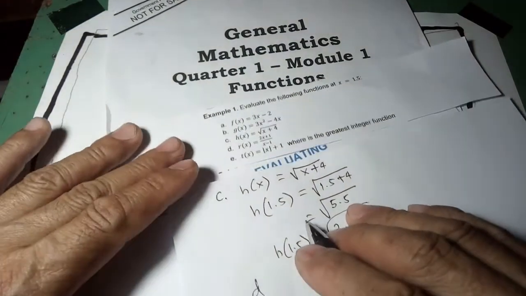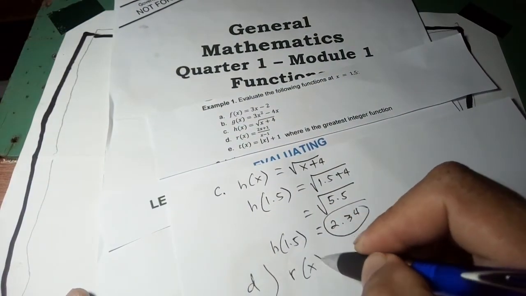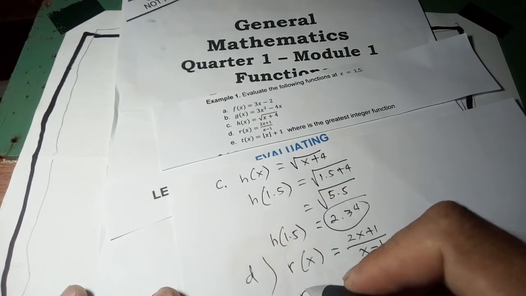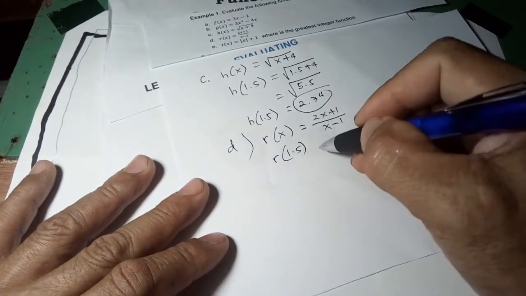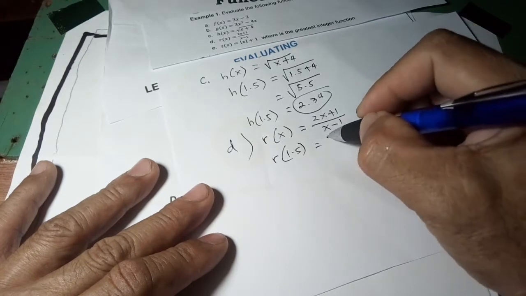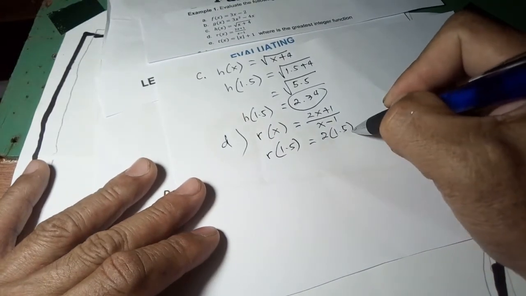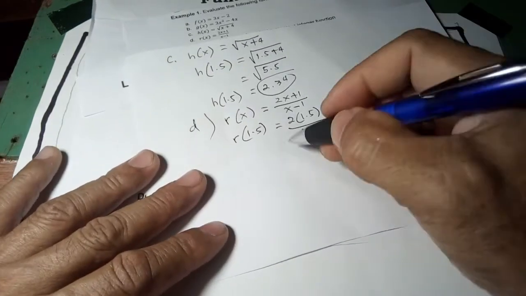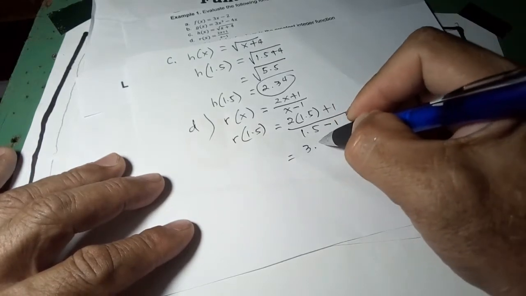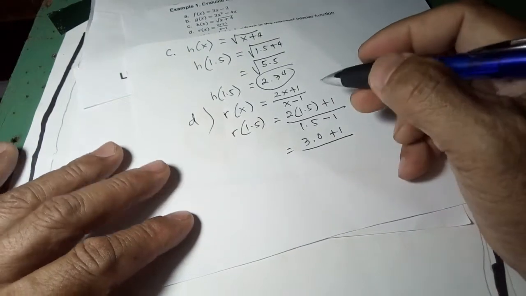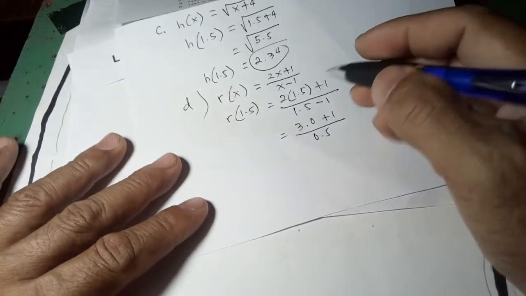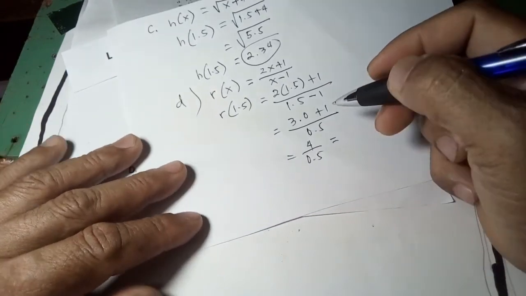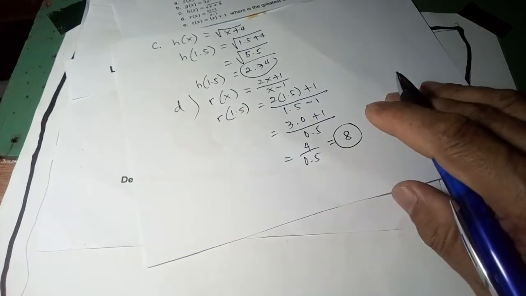Next, letter D. Evaluate the function r of x equals 2x plus 1 over x minus 1 when x is 1.5. So substitute x with 1.5. 2 times 1.5 plus 1 over 1.5 minus 1. So simplify. 2 times 1.5 is 3.0 plus 1 over 1.5 minus 1 is 0.5. So this is 3 plus 1 is 4 divided by 0.5. This is equal to 8. So the value is 8.